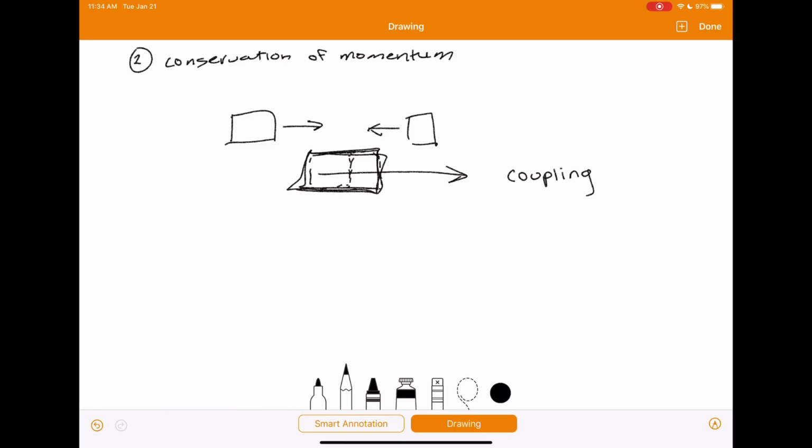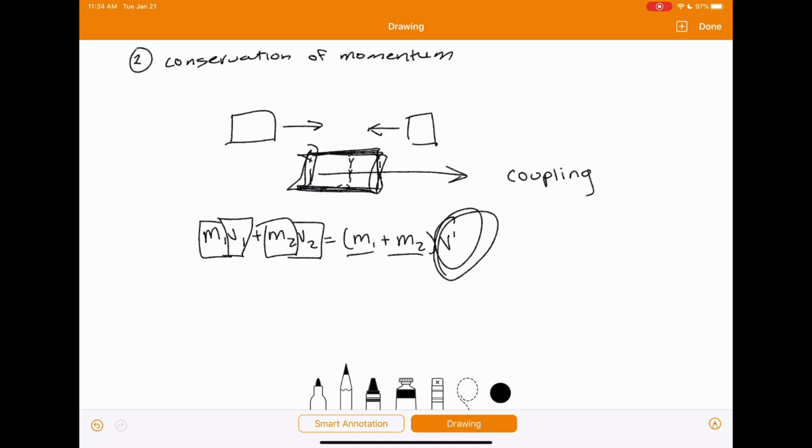All right, and when colliding objects couple, you can actually use this equation right here. This is going to be mass of object 1, velocity of object 1, plus mass of object 2, velocity of object 2, equals mass of object 1 plus mass of object 2, times v prime. This is the final velocity of that coupled object right there.